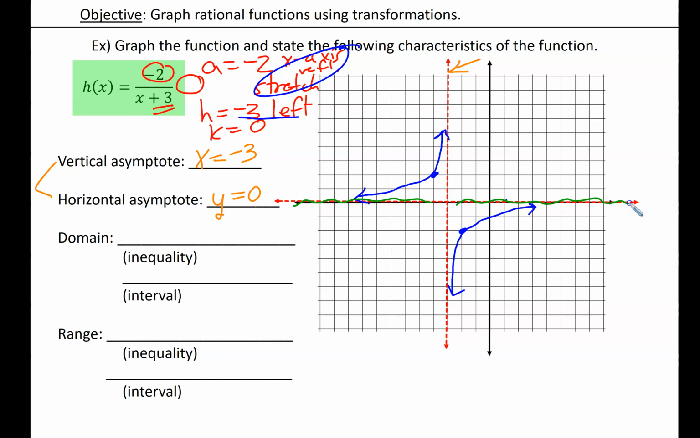And I didn't specifically mention that, but notice if I plug in -3 for x, -3 plus 3 is 0, and that gives us an undefined ratio with 0 in the denominator. So that's why -3 is not part of our domain. So we have the set of all x's such that x is less than -3 or x is greater than -3, and the corresponding interval notation.